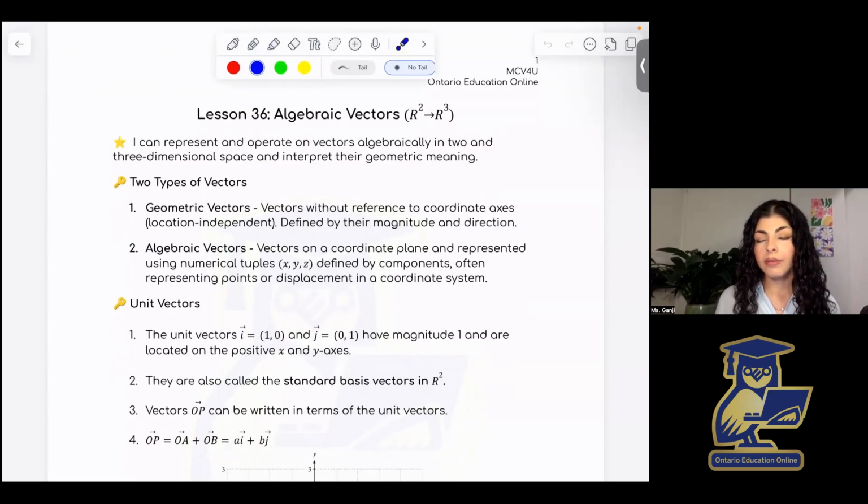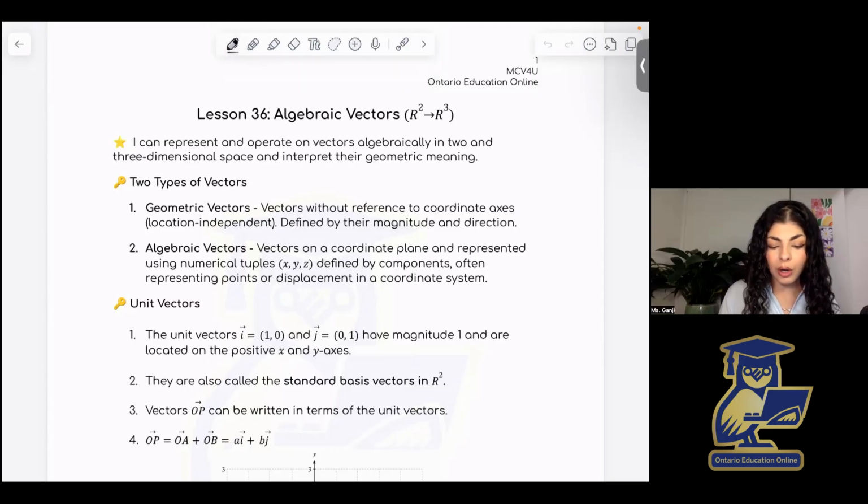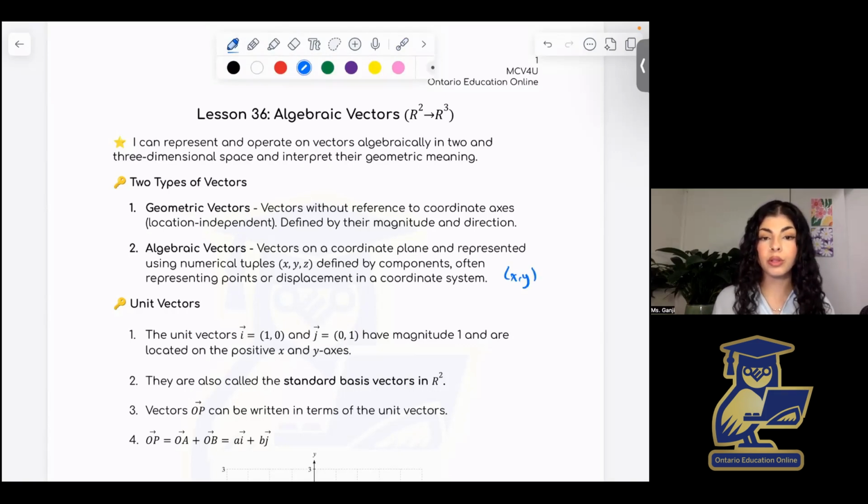And just to give you a reminder of our definitions, when we were looking at vector operations in our last lesson, we were mostly looking at geometric vectors. And remember, those are location independent, so we just care about the magnitude and direction. But now we're looking at algebraic vectors, which are given to us with the coordinate system. So starting with R squared, we are just going to have x and y. And then as we move on to R cubed, we are going to add that z component in as well.